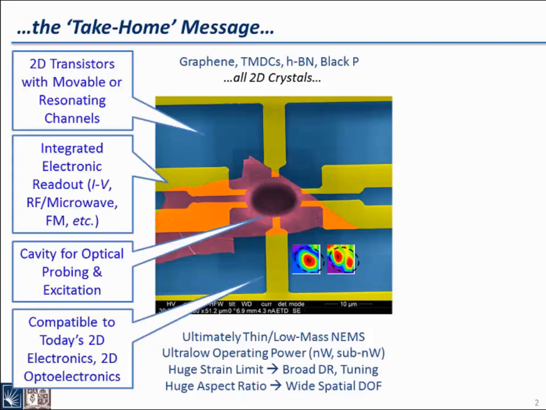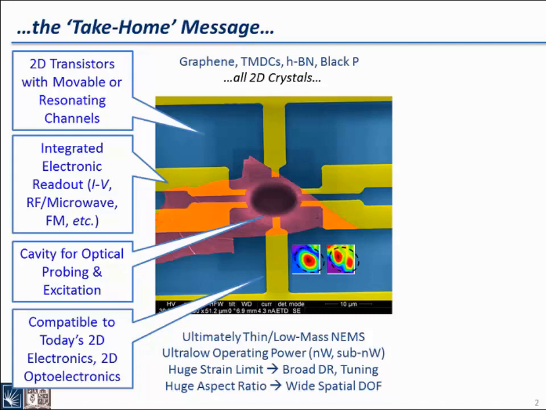So within this platform, we have developed 2D transistors with movable or resonant channel. And we can later show you that the vibrations of this suspended channel part can assume multiple resonance modes. And you can see the mode shape. This is the first mode. This is the second mode. These are experimentally measured or imaged vibrational mode shapes. And in this platform, we have also integrated the electronic readout, basically IV curve. You can measure the transistor, and you can also interrogate the transistor at radio frequency and microwave frequency. You can do frequency modulation.